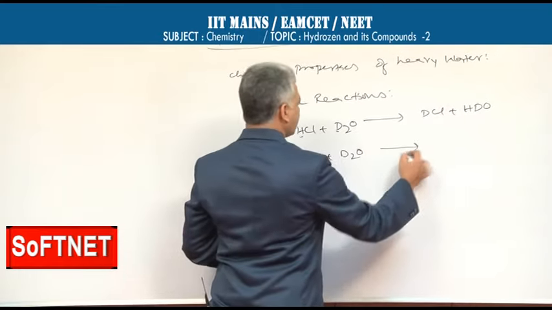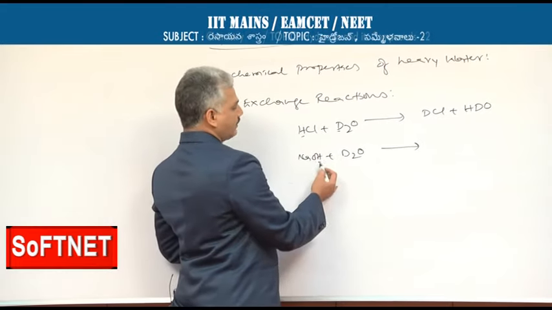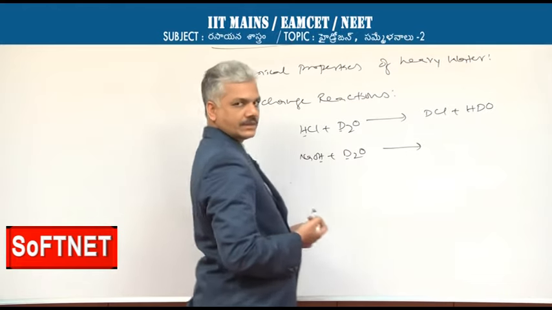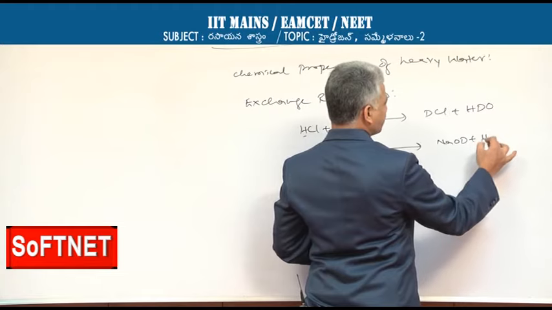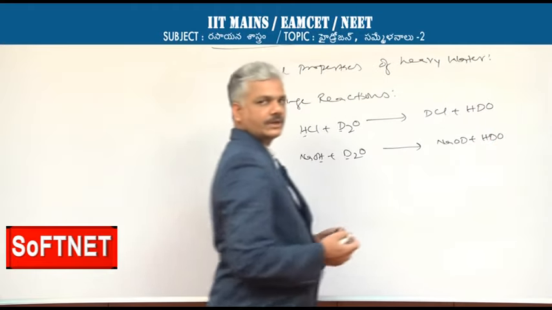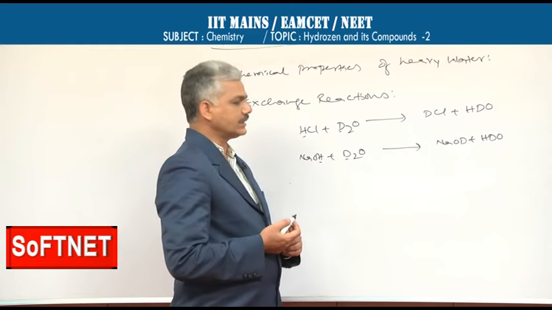Similarly, if heavy water is added to sodium hydroxide, the normal hydrogen is replaced with the heavy hydrogen. We get NaOD plus HDO. NaOD is called as sodium deuteroxide, HDO is called as mixed water.